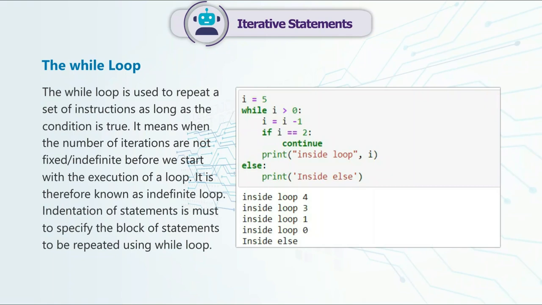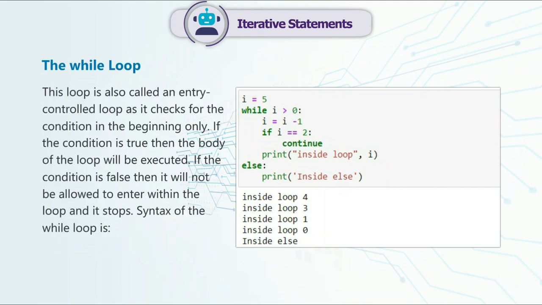Indentation of statements is a must to specify the block of statements to be repeated using the while loop. This loop is also called an entry-controlled loop as it checks for the condition in the beginning only. If the condition is true, then the body of the loop will be executed. If the condition is false, then it will not be allowed to enter the loop and it stops.